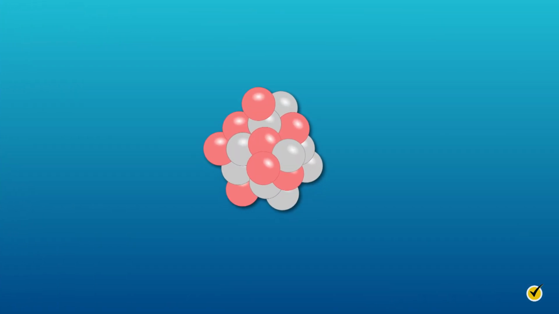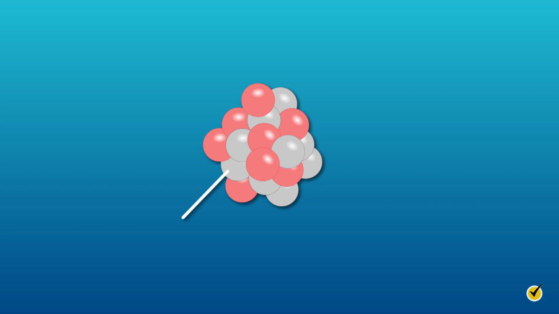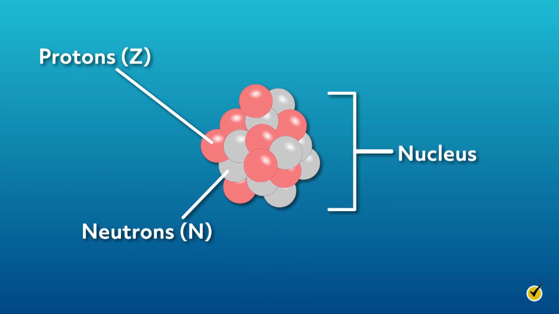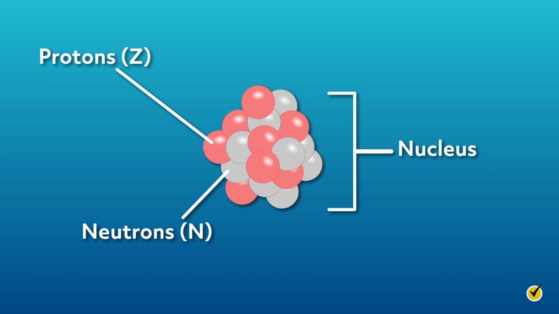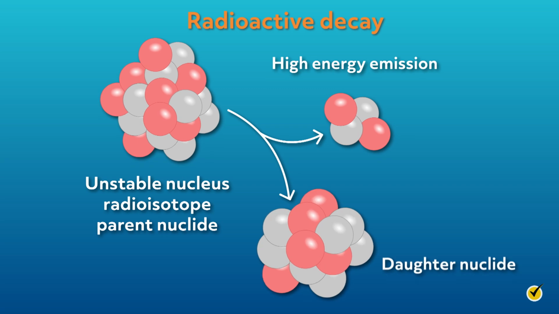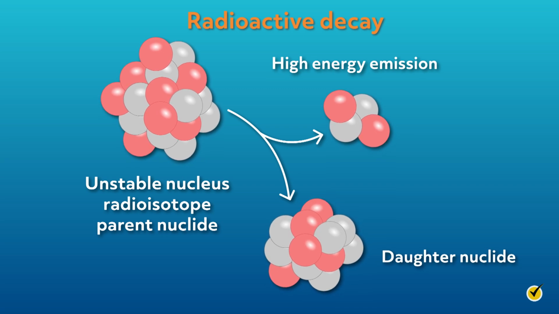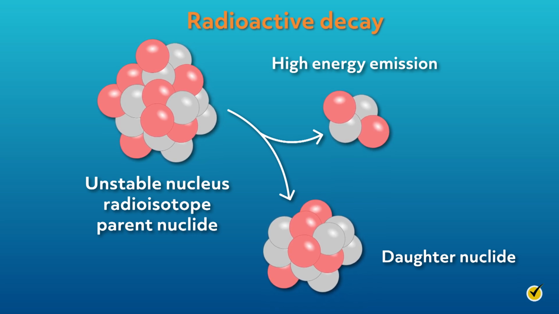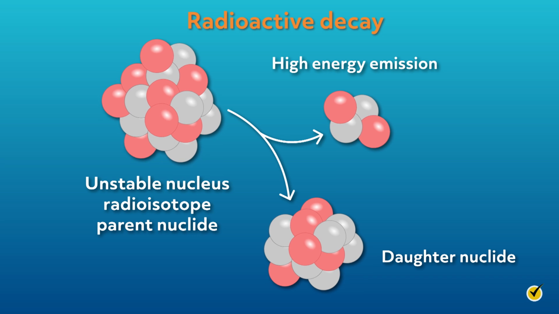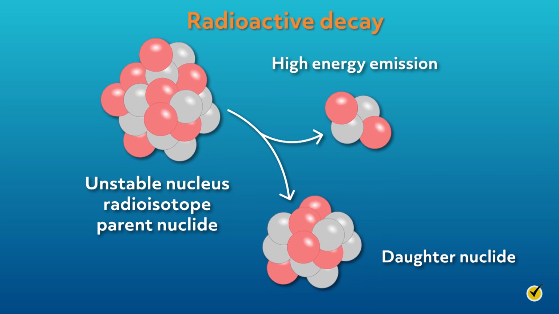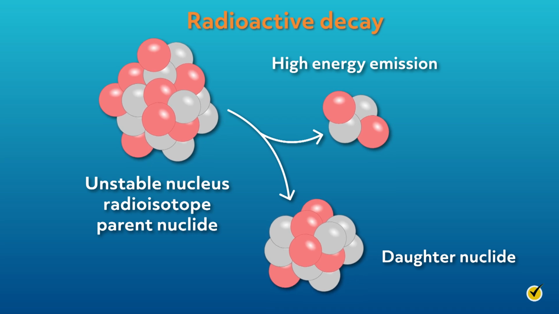Remember, the core of every atom is a number of neutrons, or N, and a number of protons, or Z, collectively called the nucleus. Radioactive decay is when an unstable nucleus breaks apart and emits the excess energy through photons or particles. Depending on the type of emission, the atom may undergo nuclear transmutation. In other words, it changes its elemental identity. This is actually what alchemists were hoping to achieve when they were trying to turn other elements into gold.